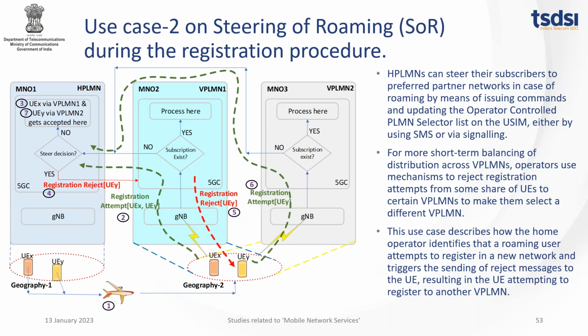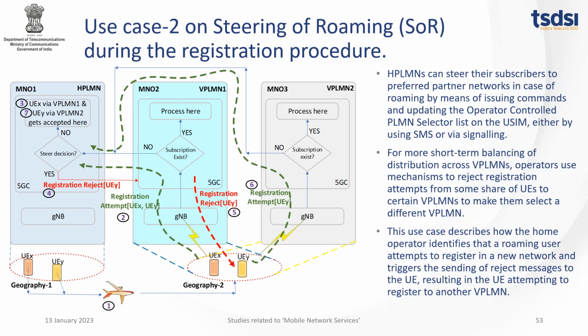Both users will send a registration attempt to the visited PLMN 1, because they have selected the visited PLMN based on the priority according to their current configuration. So both registration attempts reach the visited PLMN, and since there is no subscription for these two users in visited PLMN 1, the registration attempts will be forwarded to the home PLMN, and in the home PLMN there is a new functionality called steering functionality, which will be enabled, and which will process and consider which UE should be processed in which PLMN.